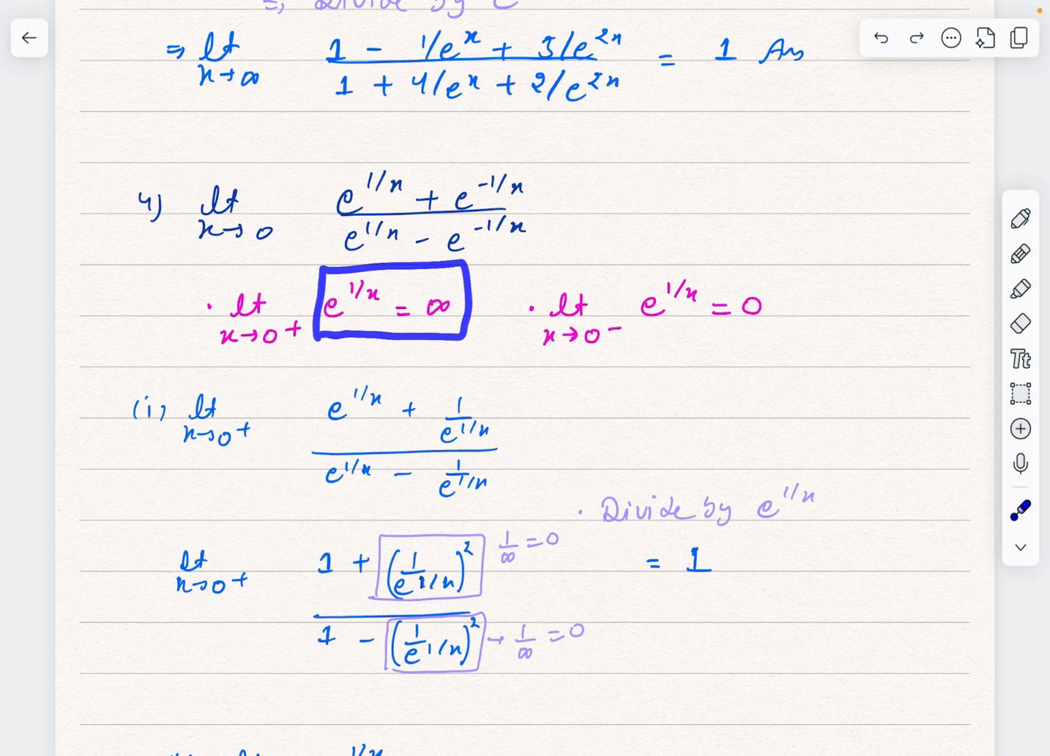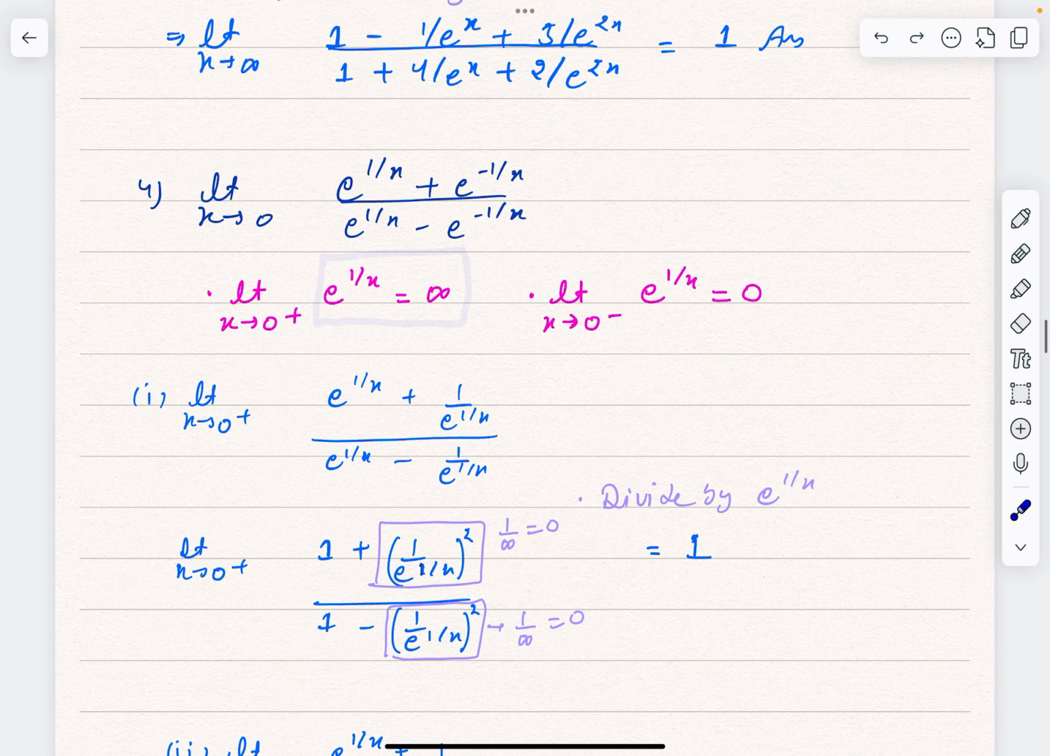Its value is infinity. So we get (1 plus 1 by e power 1 by x square) over (1 minus 1 by e power 1 by x square). You see this e power 1 by x tends to infinity as x tends to 0 positive. So 1 by infinity will be 0, 1 by infinity will be 0, so you get just 1.